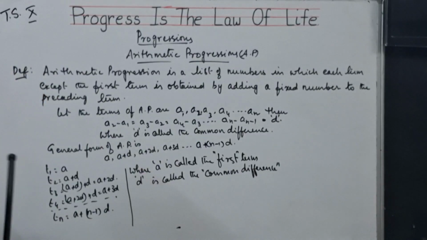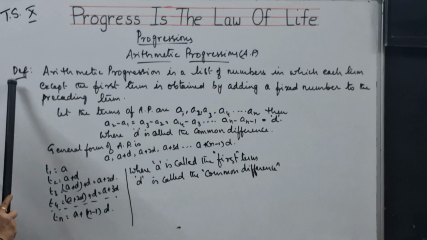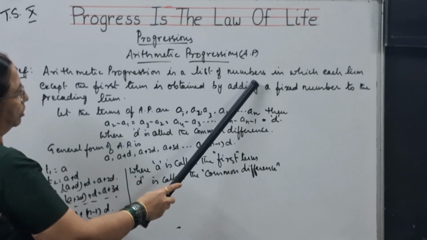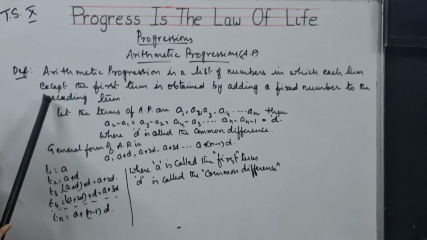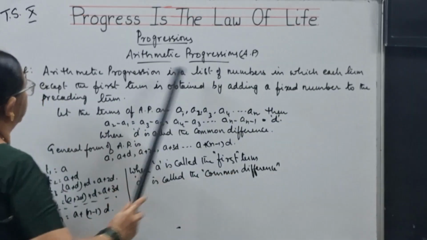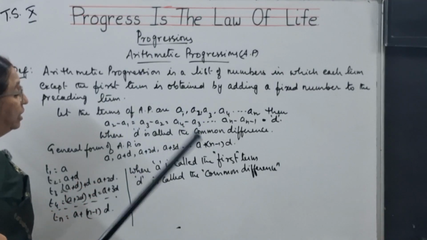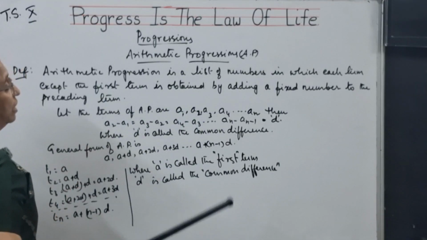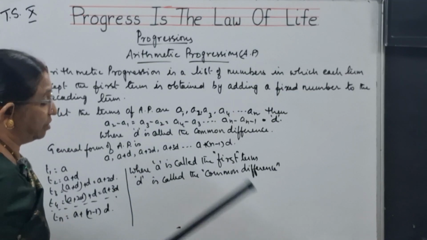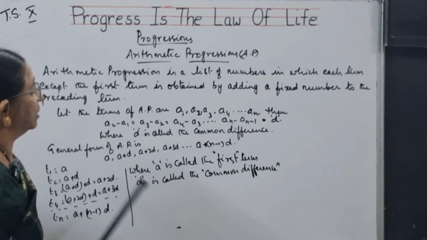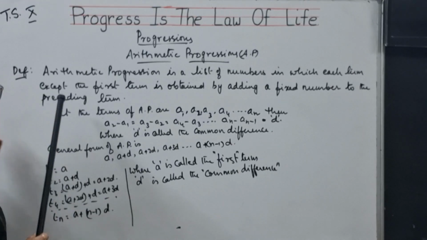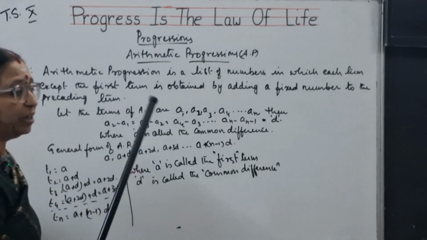Now, children, basing on the pattern we have learnt earlier, we can give the definition of arithmetic progression. Arithmetic progression is a list of numbers in which each term except the first term is obtained by adding a fixed number to the preceding term. You have seen in the earlier examples, 1 is added, 0 is added, minus 1 is added, minus 0.5 is added. If you open your notebook and see, you will find that you have already written that. So basing on that, each term except the first term is given as it is.